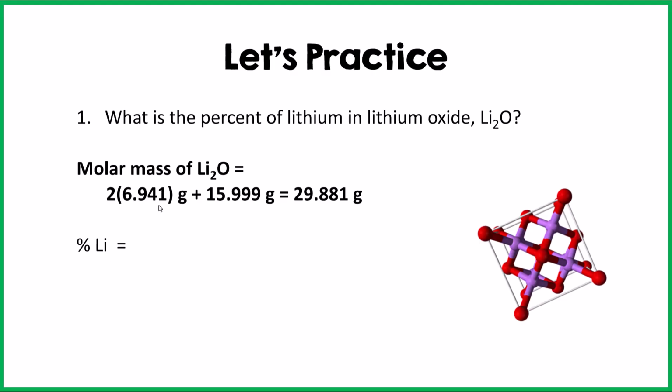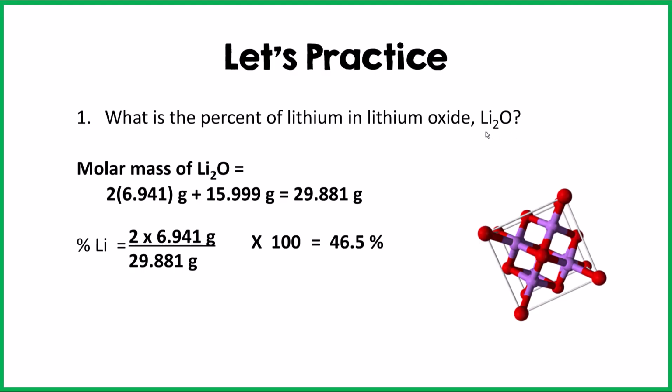So if we wanted to find the percentage of lithium here, we're going to take the lithium portion and divide by the total. So we take 2 times the mass of 1 mole of lithium, which we find as the atomic mass on the periodic table. So 2 times 6.941, and that's our lithium mass, divided by the total, times 100 gives us 46.5% lithium by mass in this whole compound.